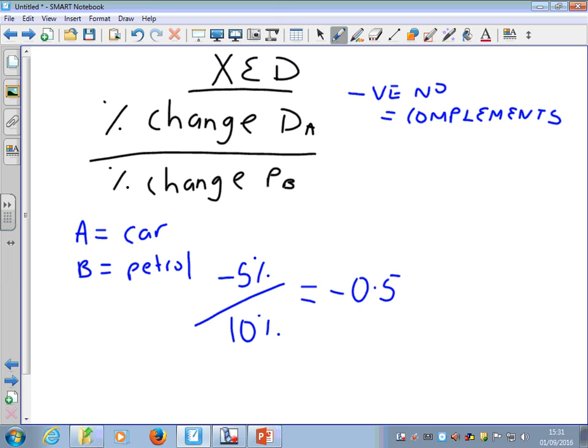Therefore, if we get a negative number, it's going to show me complements. Now, the further this number is away from 0, in other words, the more negative the number is, the stronger the relationship between these two different products is.